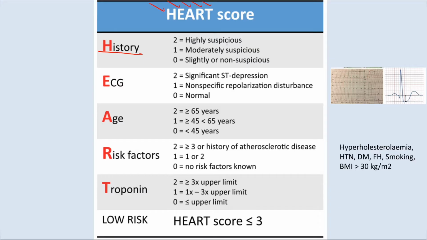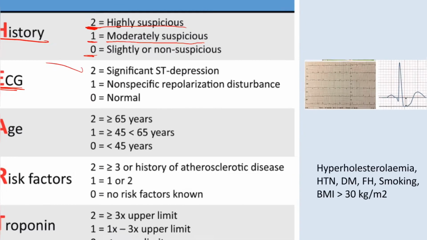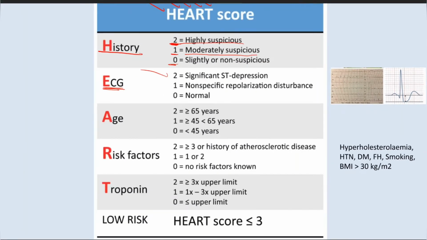In the history, if the pain is typical ischemic chest pain, the patient receives 2 points. If it is moderately suspicious, non-typical chest pain, 1. If it is non-ischemic chest pain, it is 0. For the ECG, if there is significant ST depression, 2. Non-specific repolarization disturbances receive 1. No ECG change, normal ECG, 0. Age: 65 or more, 2; between 45 and 65, 1; less than 45, 0.